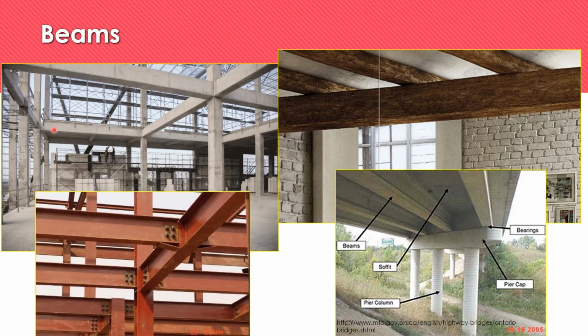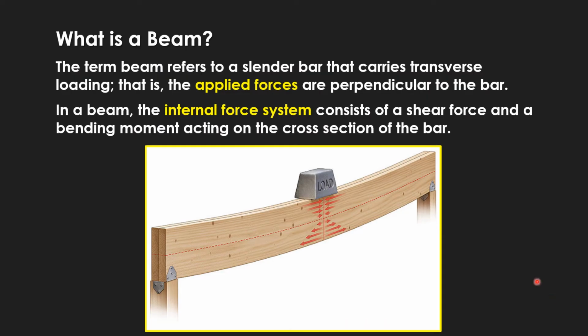So yung mga horizontal elements or members that you see in these structures are what we call beams. So what is a beam? The term beam refers to a slender bar that carries transverse loading. That is, the applied forces are perpendicular to the bar. In a beam, the internal force system consists of a shear force and a bending moment acting on the cross-section of the bar. So sa figure na to, this represents the beam and this represents the load.